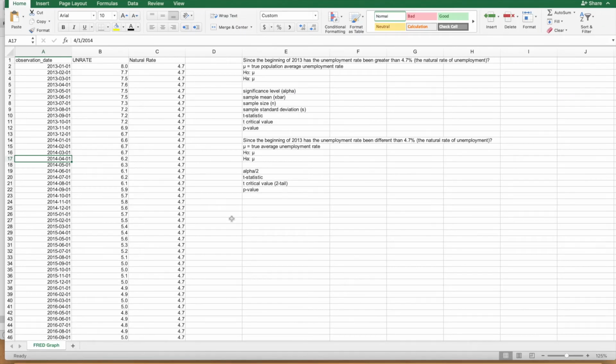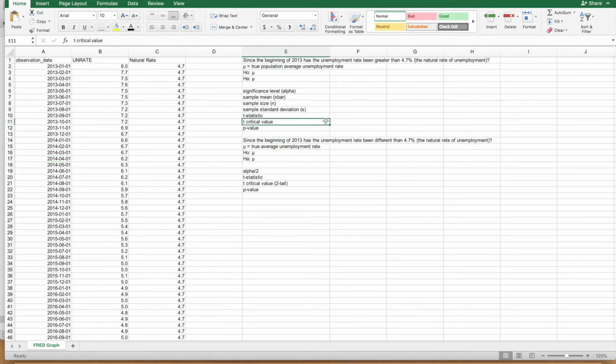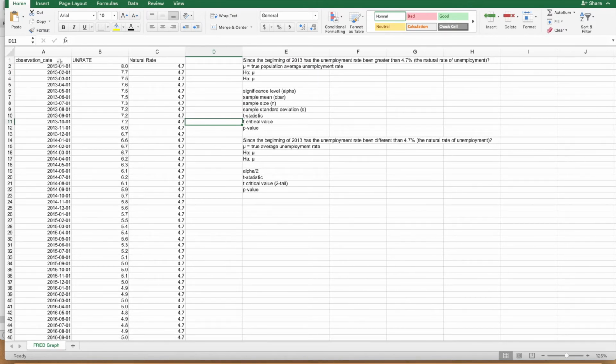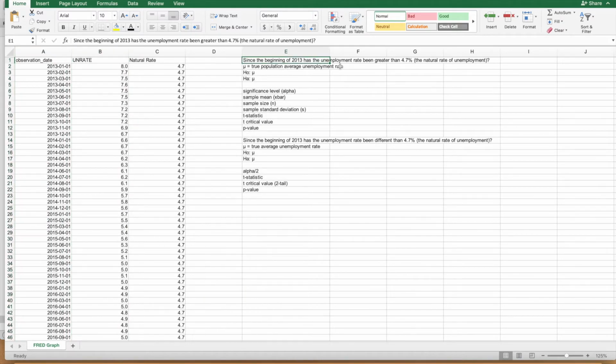Hey guys, here we are in Excel. So now we're going to actually implement a couple of those research questions, or actually just one of them, but two different versions from the notes that we just went over. But let's take a look first at the data that I've collected. So right here we have observation date, and I'm going to do since the beginning of 2013, has the unemployment rate been greater than 4.7%, the natural rate of unemployment?